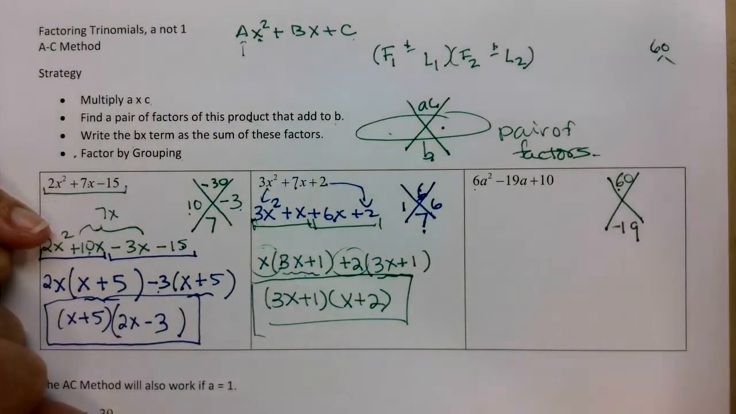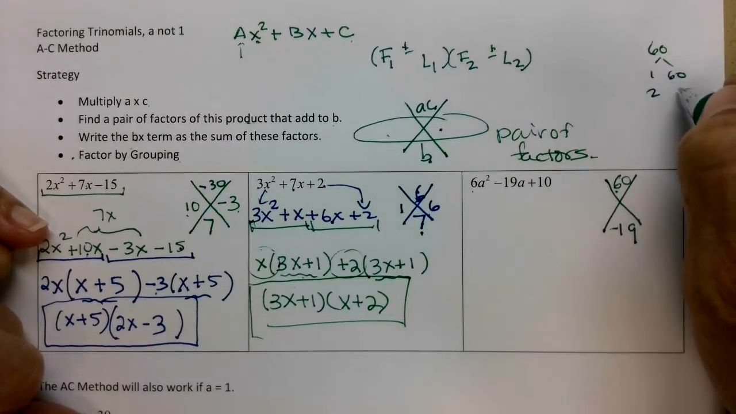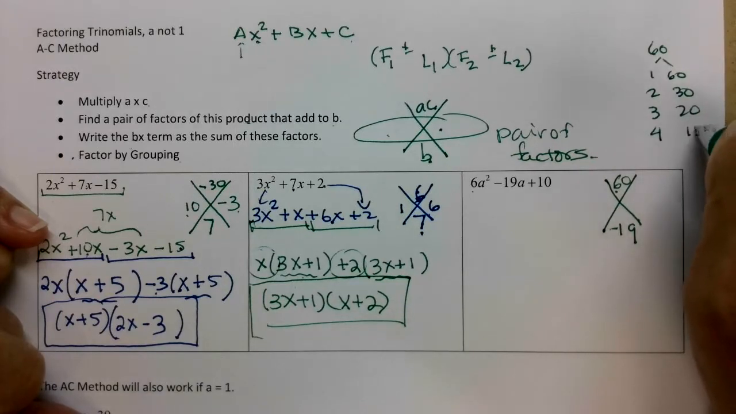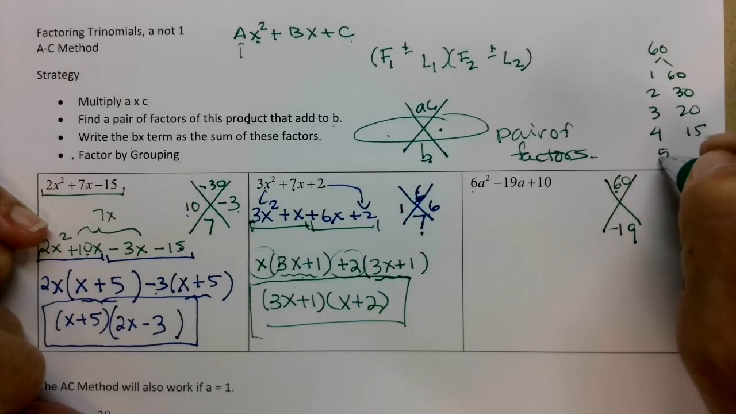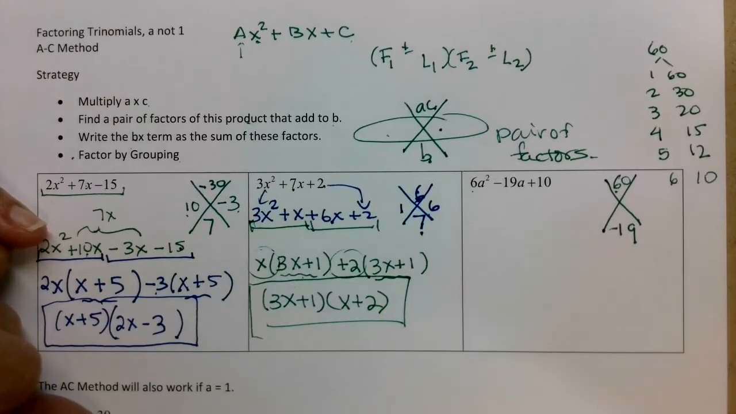So if you don't know what they are, you can just start writing. You have 1 and 60, 2 and 30, 3 and 20, 4 and 15, 5 and 12, 6 and 10. I think that's it.